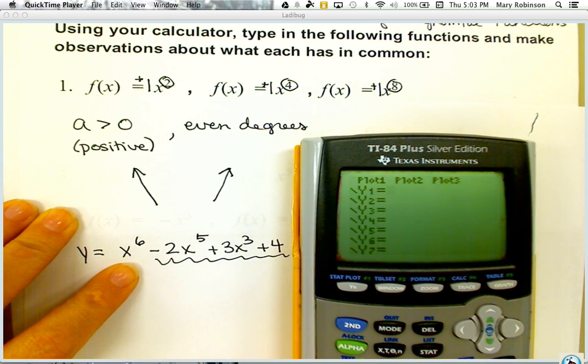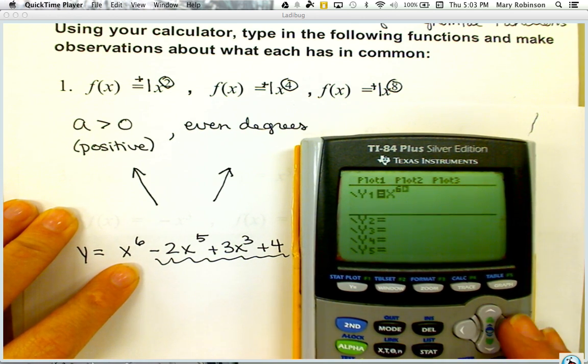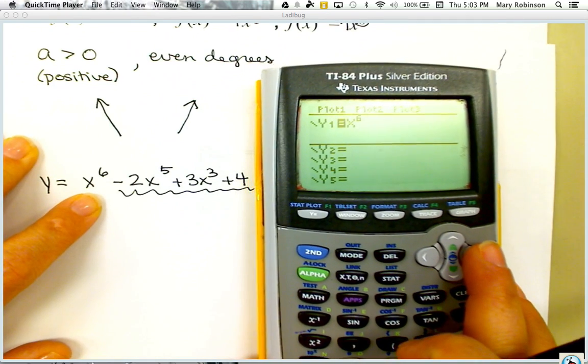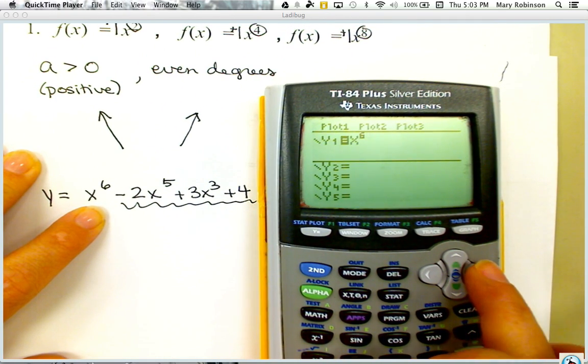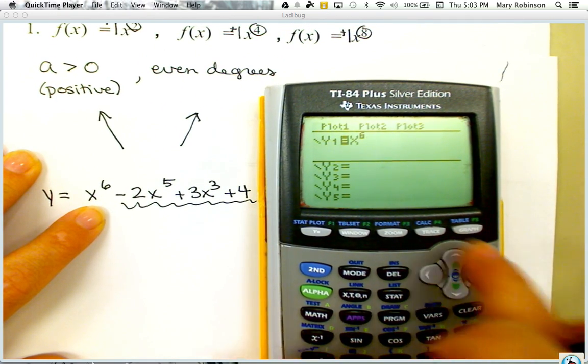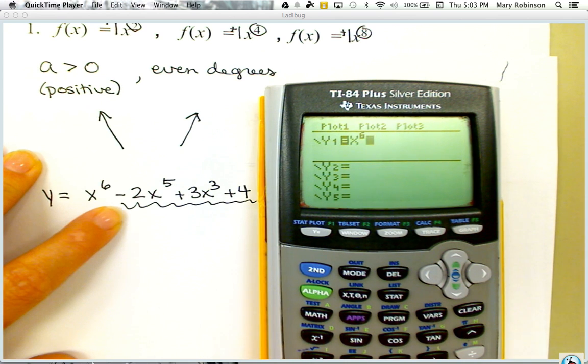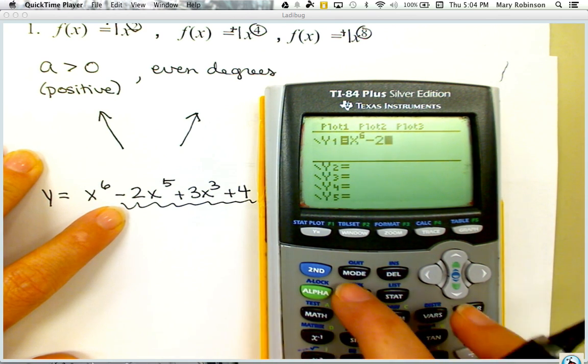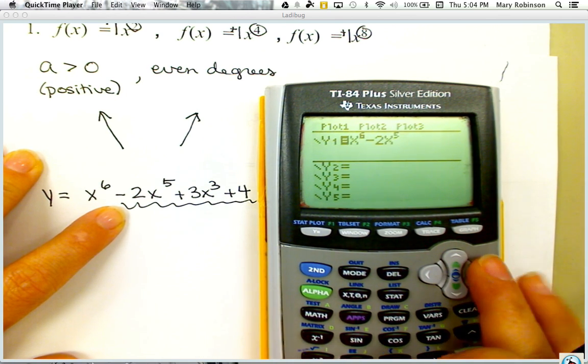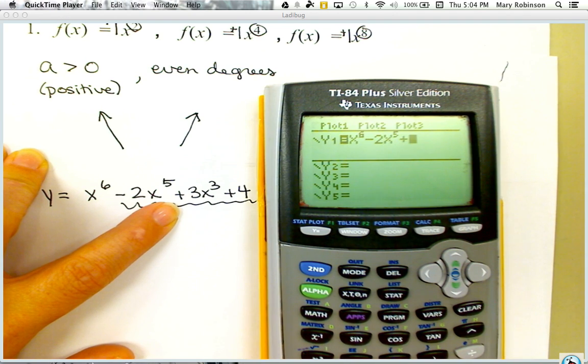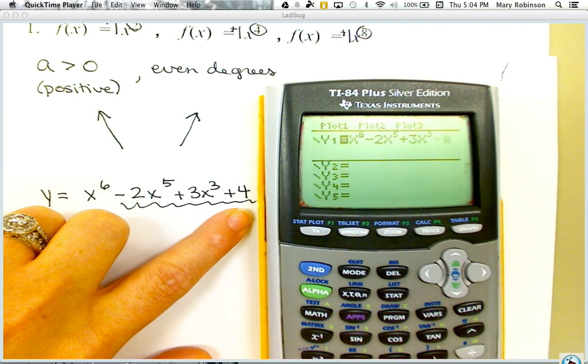And if we type in x to the 6th, please remember that if you type in an exponent larger than 2, after the exponent you will need to hit the right arrow to move our cursor down. So x to the 6th minus 2x to the 5th plus 3x to the 3rd plus 4.